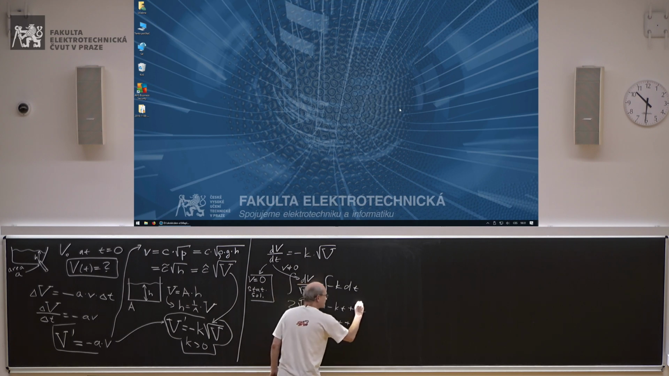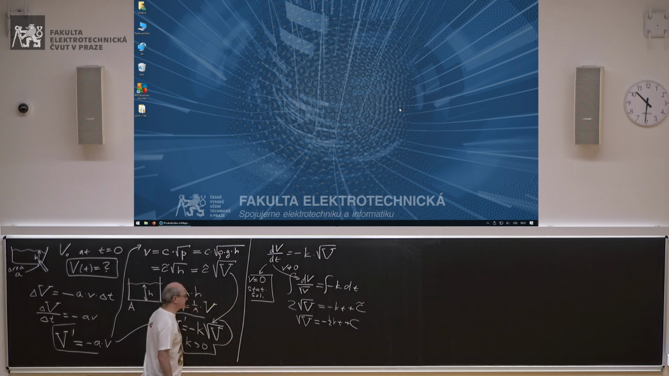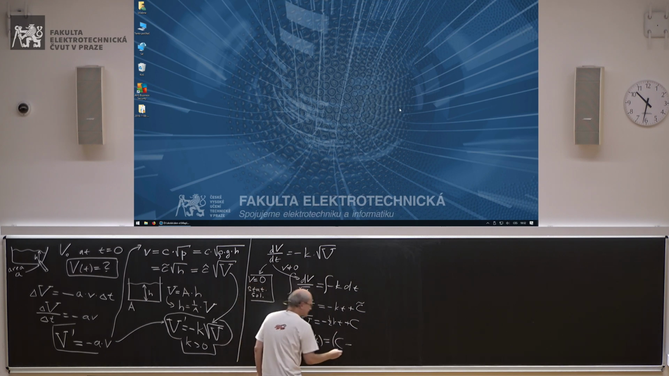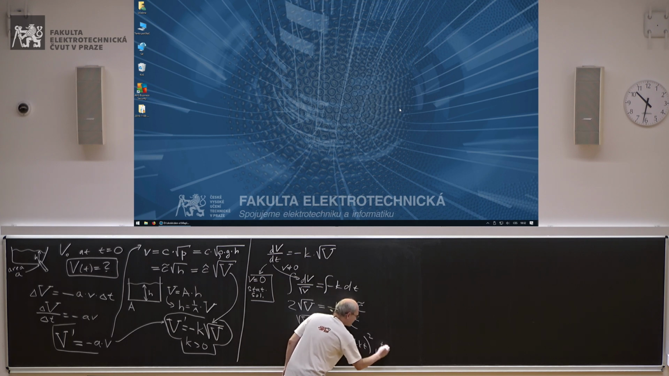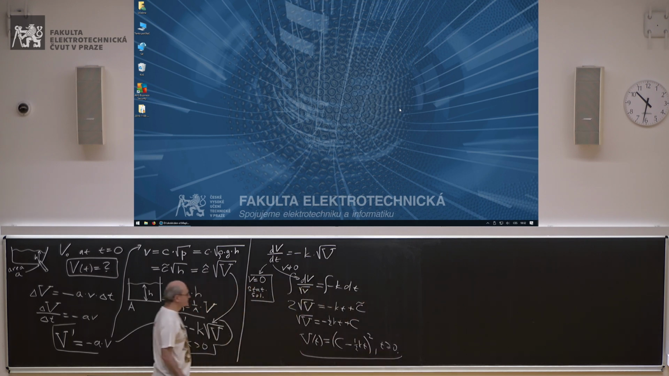I don't like that. Okay, so this will be C tilde, and this will be C. Okay, C is 1/2 of C tilde. It looks much better. And finally, V, as it depends on time, is C minus 1/2 Kt, that all squared. That looks good.